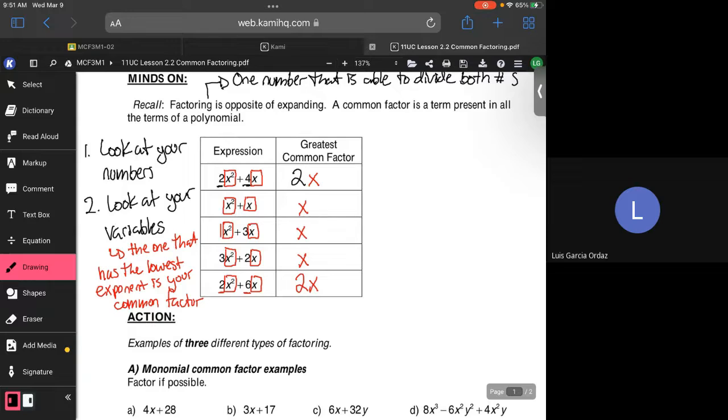So now, because I take out that common factor, I need to figure out what I am going to be left with inside of my bracket. So let's take the first one. I said 2x was my common factor, which means I have to divide everything in 2x squared plus 4x by 2x.